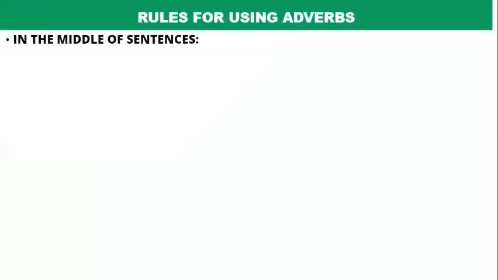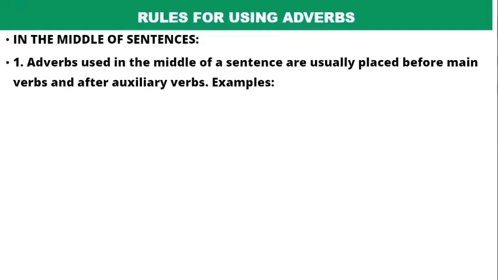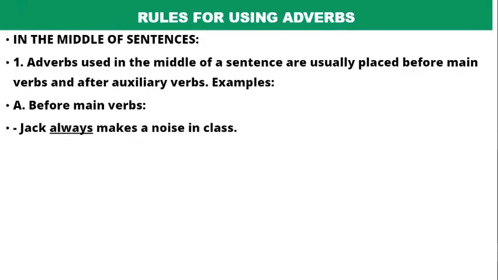Now, let's look at adverbs in the middle of sentences. Rule number 1, adverbs used in the middle of a sentence are usually placed before main verbs and after auxiliary verbs. For example, let's look at how you can place them before main verbs. Jack always makes a noise in class. You see, the adverb here is always, and it comes before makes a noise, okay?